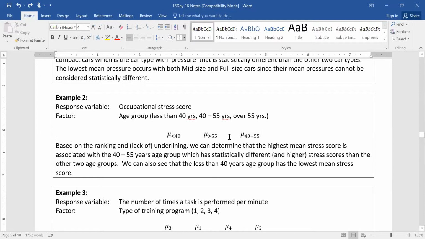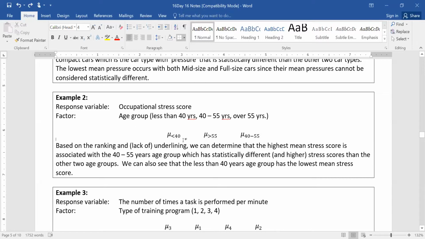Look at how nothing is underlined. That means everything is statistically different. Nothing is the same. If it's the same, it would be underlined. You could have underlines between all of these groups, and they could all be just the same. If that was the case, then we wouldn't have rejected our null, and we wouldn't be doing this if they're all the same. So just keep in mind that you might not have any underlines. They all might be different from one another, and that's what this is saying.